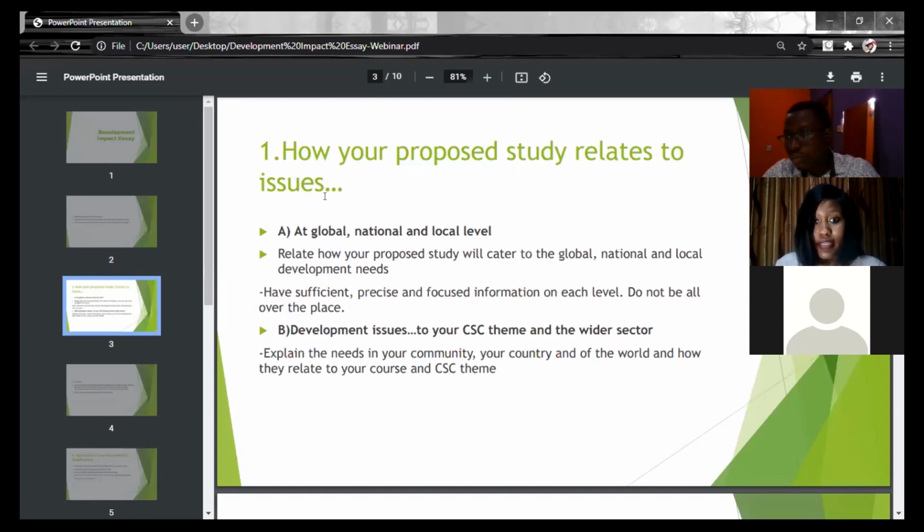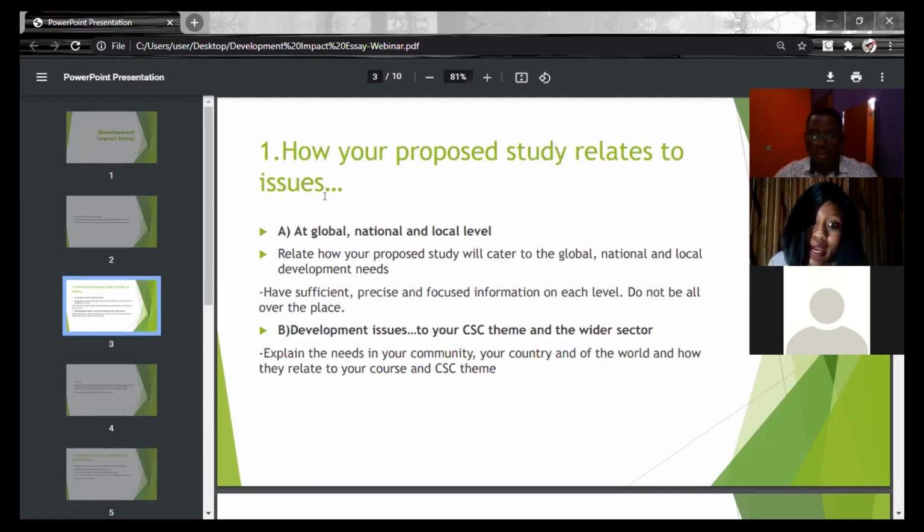Show that clearly, please. And also, as it states, how are these development issues related to your CSC theme and the wider sector? How are they connected? There are the 6 global themes, the CSC themes, and how are the development issues in your nation or your locality related to the CSC themes? How are they going to promote global prosperity or strengthen resilience? How are they interconnected? Show that in the 250 words that you're going to write for the first question.